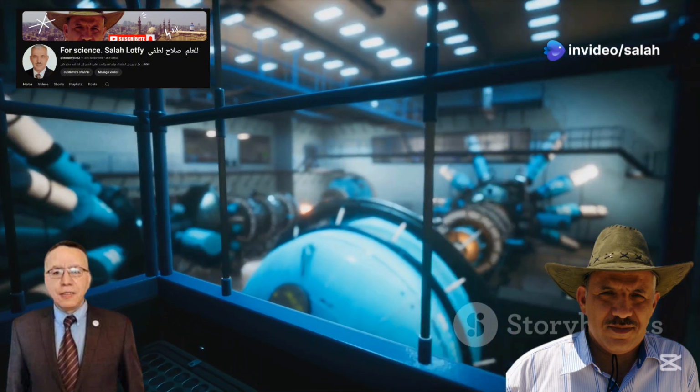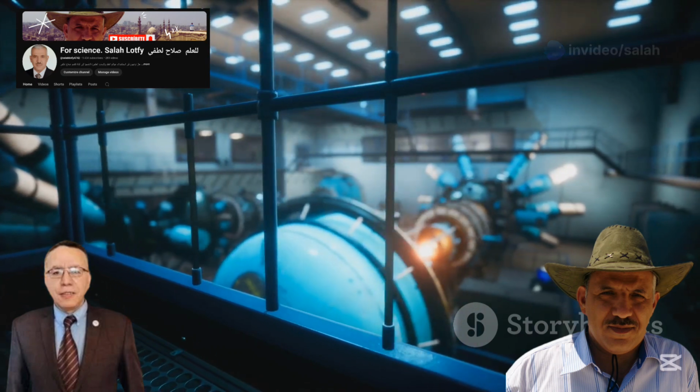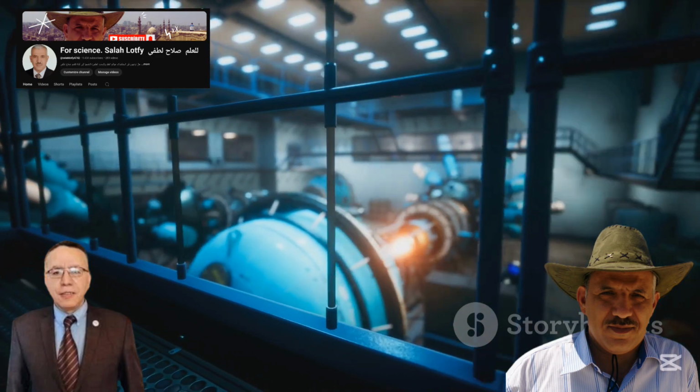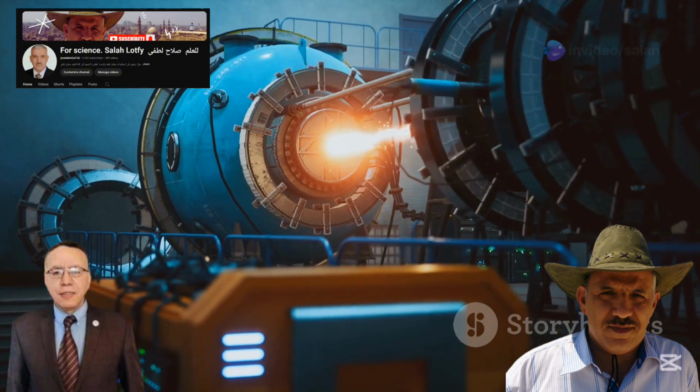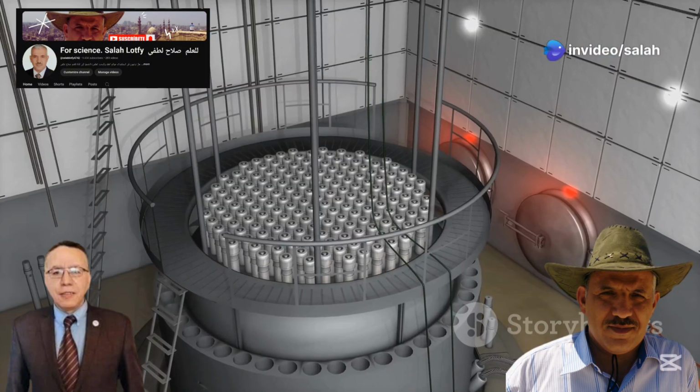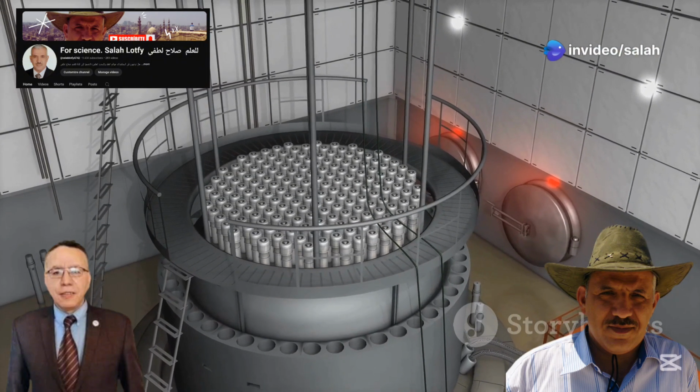Today, we dive into nuclear reactor kinetics and control, the science that ensures reactors operate safely and efficiently. How do reactors maintain a stable nuclear chain reaction? What role do control rods, moderators, and neutron poisons play?